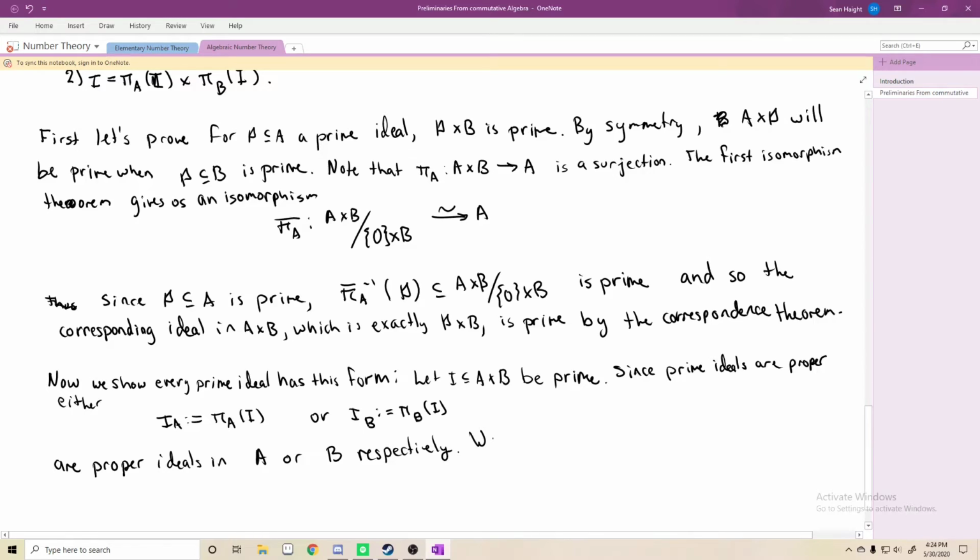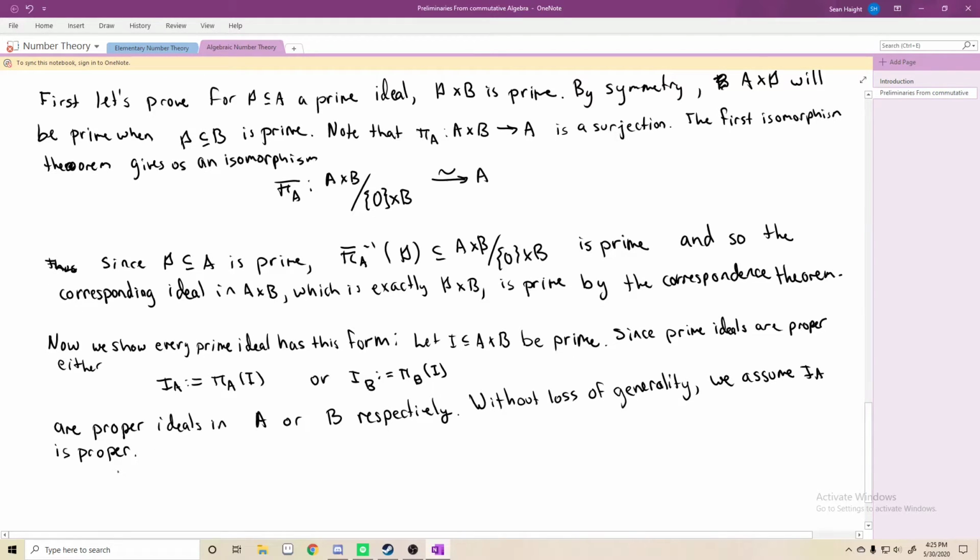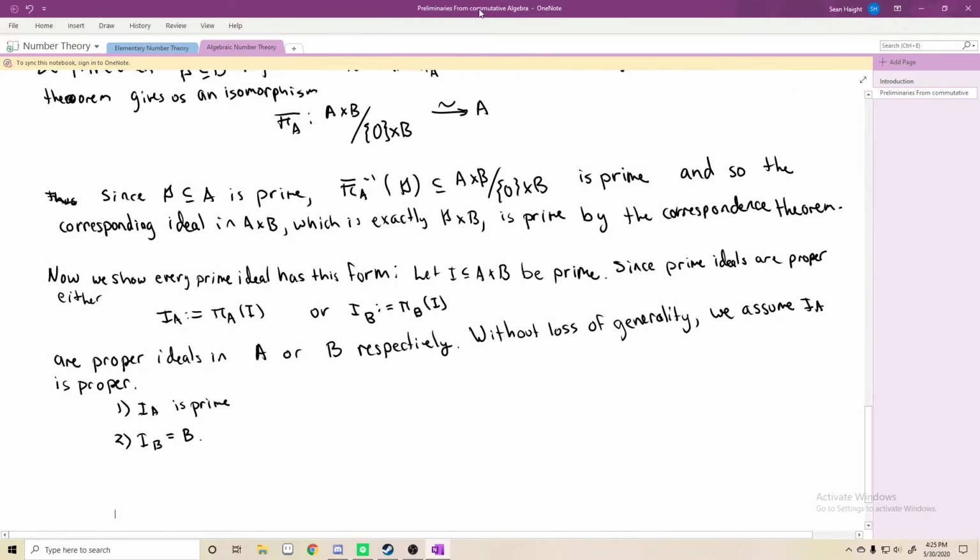Without loss of generality, I'm going to assume that I sub A is proper. Okay, so from here, what do we need to show? We need to show two things. One, we need to show I sub A is prime. And two, we need to show I sub B is the whole thing.